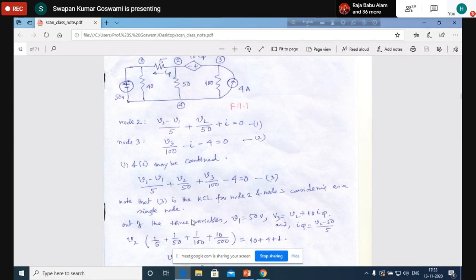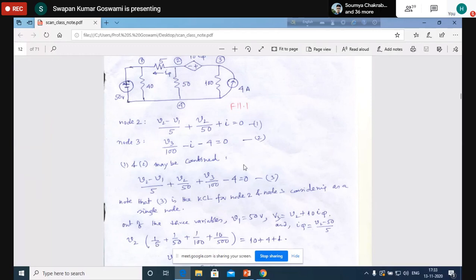Okay. Now, what is equation 3? Now, match this equation 3 with this circuit of figure 11.1. It is at node 2, V2 minus V1 by 5, outgoing from node 2 through 5 ohm resistance. V2 by 50, outgoing from node 2 through the 50 ohm branch. Then this is not there. Now then V3 by 100, then minus 4. We have written one equation.